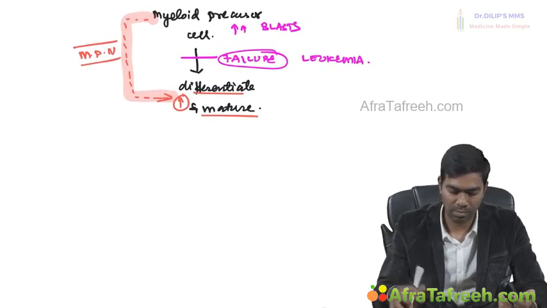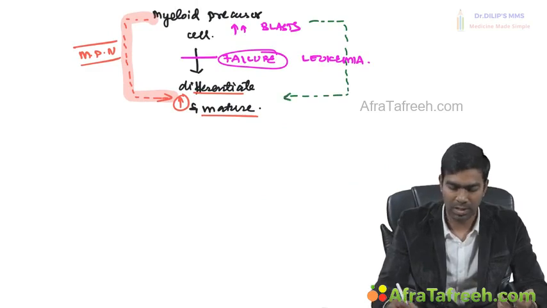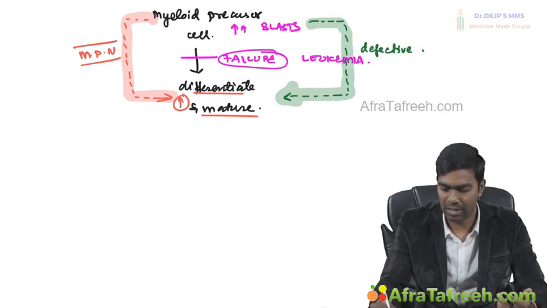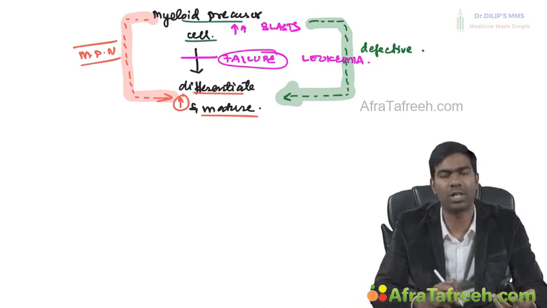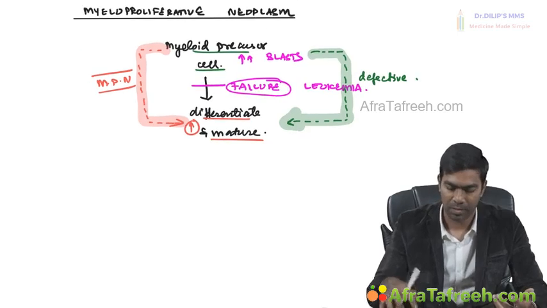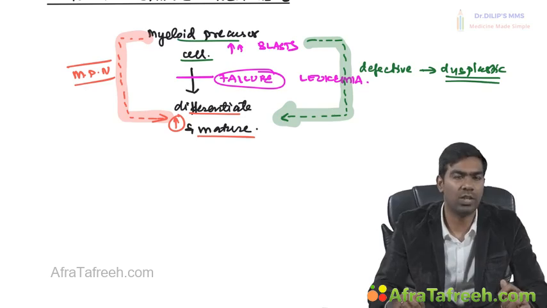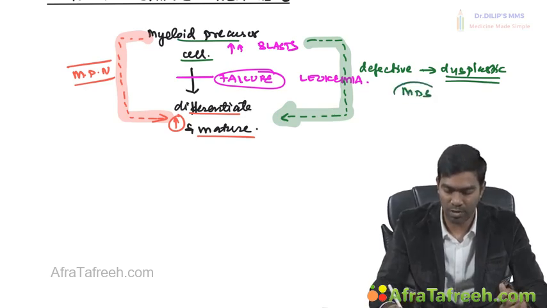Suppose the same myeloid precursor cell has some defective maturation. I'm not saying it's failed maturation, I'm saying it's still maturing, but there is some block. Because of some mutation, some damage to the myeloid precursor, there is a defective maturation. This defective maturation will lead to some abnormal cells, and the cells will look dysplastic, and this is what we refer to as a myelodysplastic syndrome.